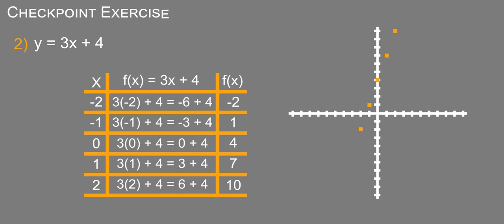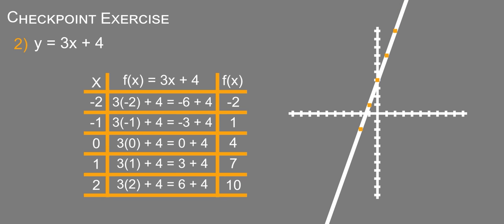Now since we aren't given specific points like with a relation, we're given that this is a function, and it's not discrete because it's just y equals 3x plus 4, and we should know that that represents a line, and there is the function graphed.